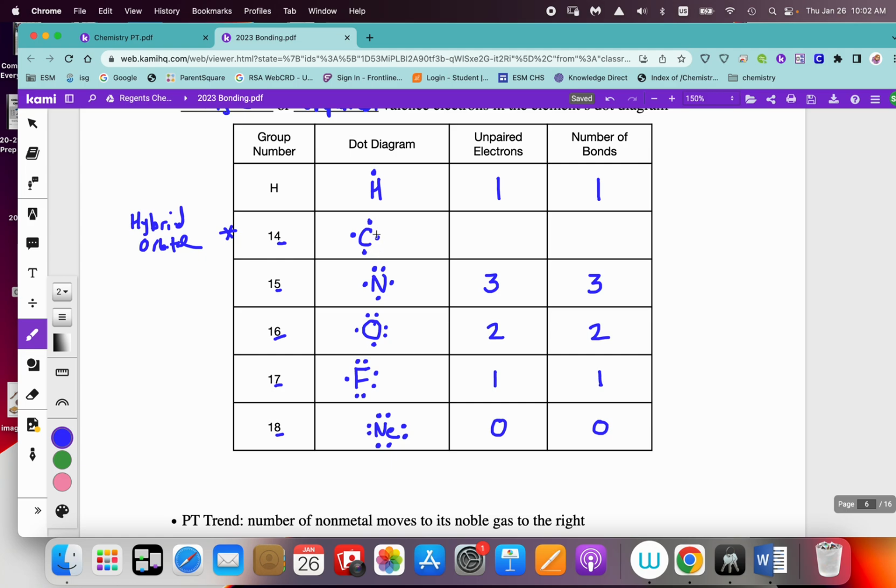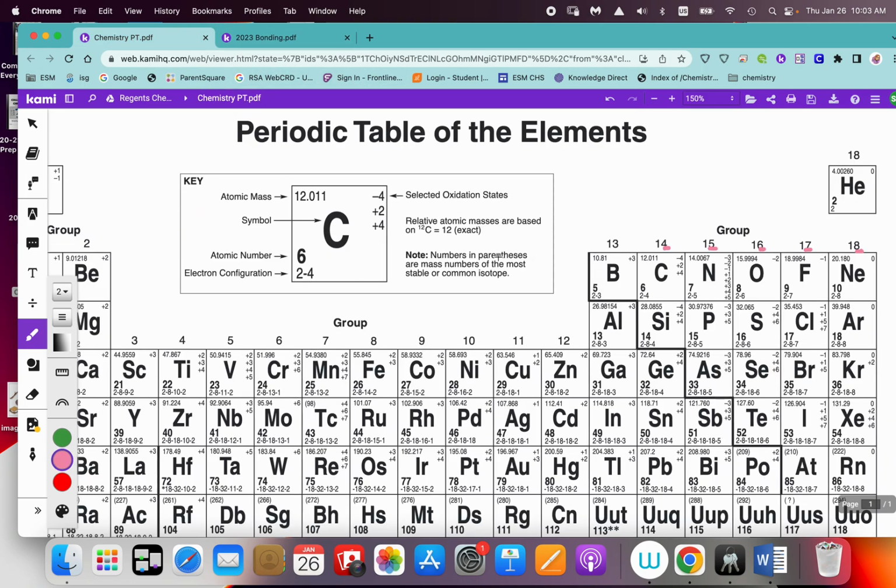So unpaired, unpaired, unpaired, unpaired. So a group 14 element, for bonding, will have 4 unpaired electrons. Therefore, it will need to form 4 bonds. One of the things I suggest on your periodic table is to draw the dot diagram for carbon right above it, and maybe write the word hybrid. So it's there, because that's the exception to our rule.